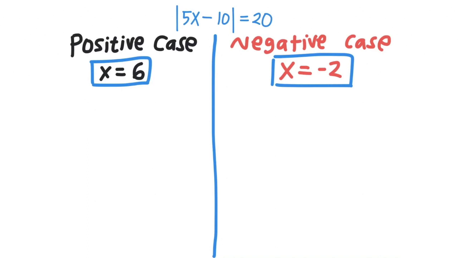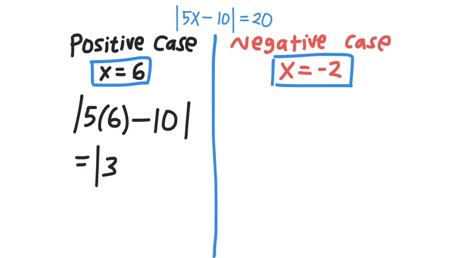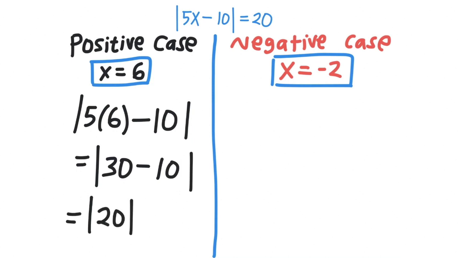Now we'll do the verification part. If we take x equals 6 and put it into the equation, we'll have an absolute value of 5 multiplied by 6 minus 10, and this is equal to an absolute value of 30 minus 10, which is equal to an absolute value of 20, which will give us 20.